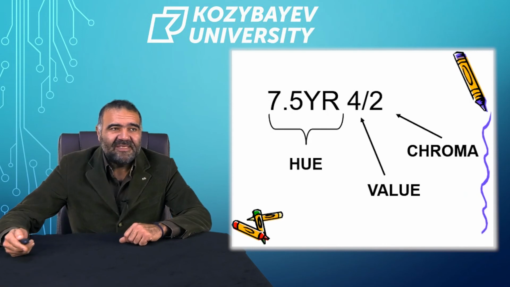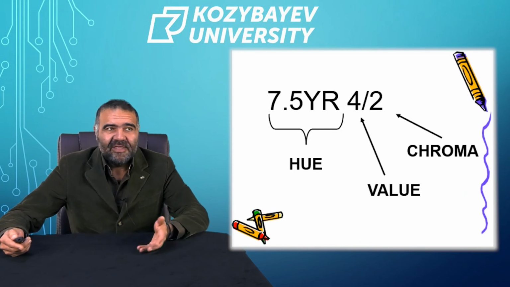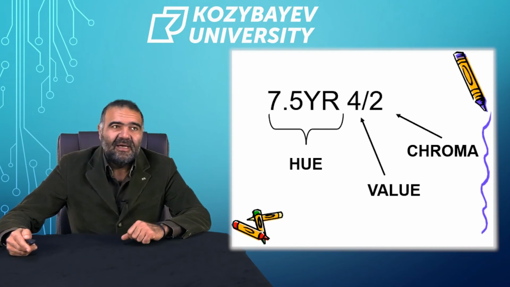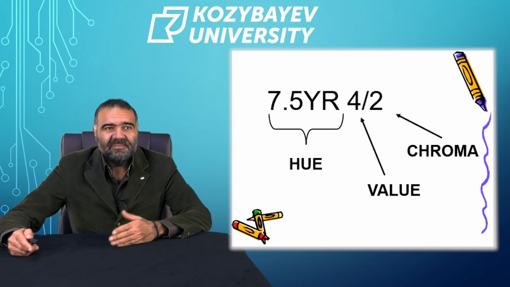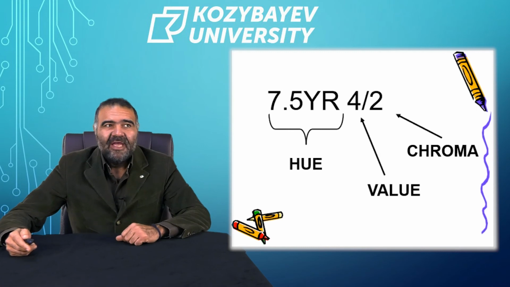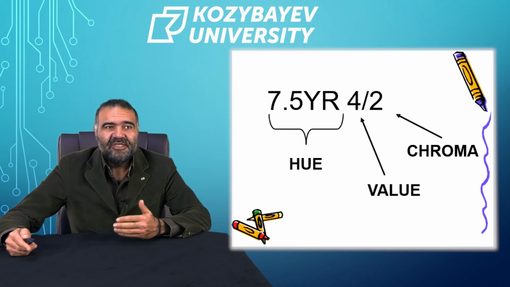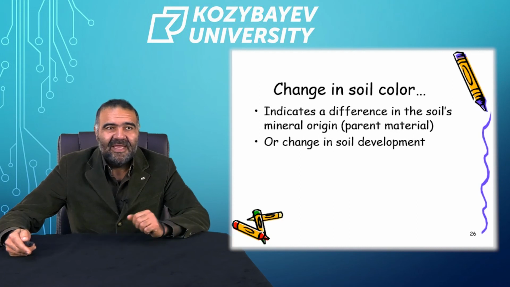So at the end, what we express is the color. It's a code. We are just codifying the color according to a system. In this case, we have the hue, which is 7.5 YR. We found that the value is 4, and we write 4 in our color description. We put a slash to express the chroma later. So 7.5 YR 4/2. That is the color that we find, and we can communicate this in our soil description.